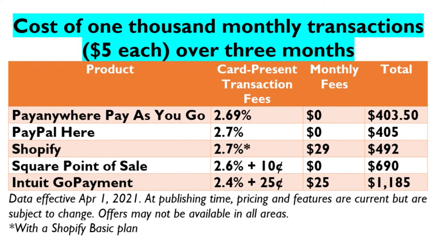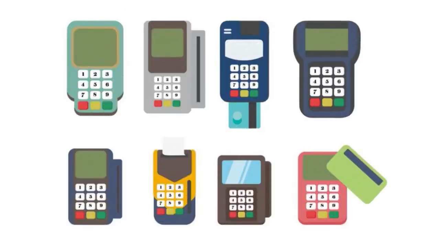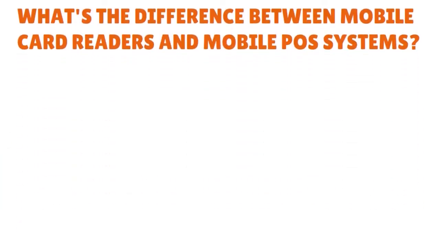The cost of 1,000 monthly transactions, $5 each. And now we're showing you the cost of 1,000 monthly transactions, $100 each over 3 months. It's very important to understand that everything you need to know about mobile card readers is going to impact your bottom line. What's really the difference between mobile card readers and a mobile POS system, point of sale system?